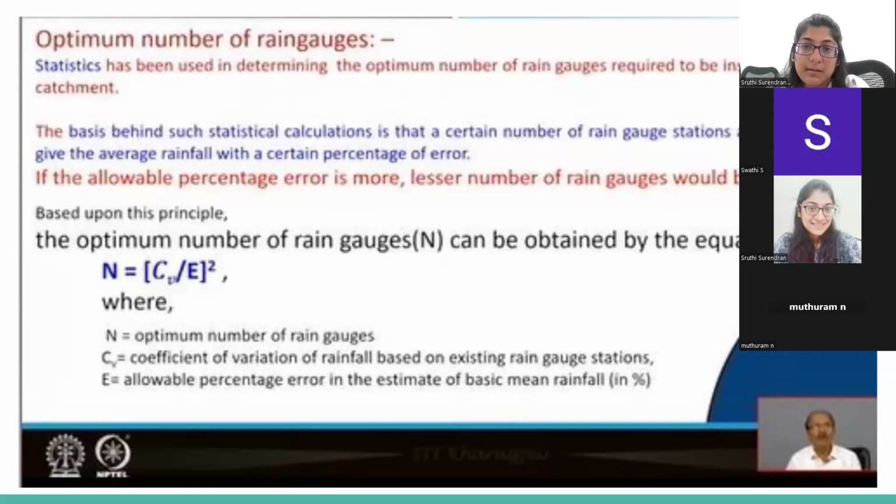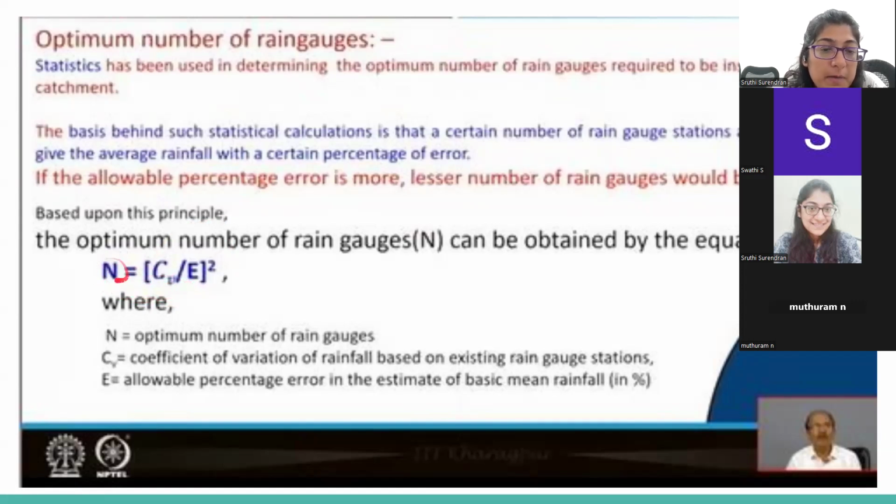places. If you place a huge number of rain gauges, maybe the measurement accuracy is going to be compromised. Similarly, even if we place only very less number of rain gauges, again, that is also going to affect the estimation of rainfall values. So in order to optimize the number of rain gauges that is required to be installed in an area, we have this formula called N is equal to (CV by E) the whole square.